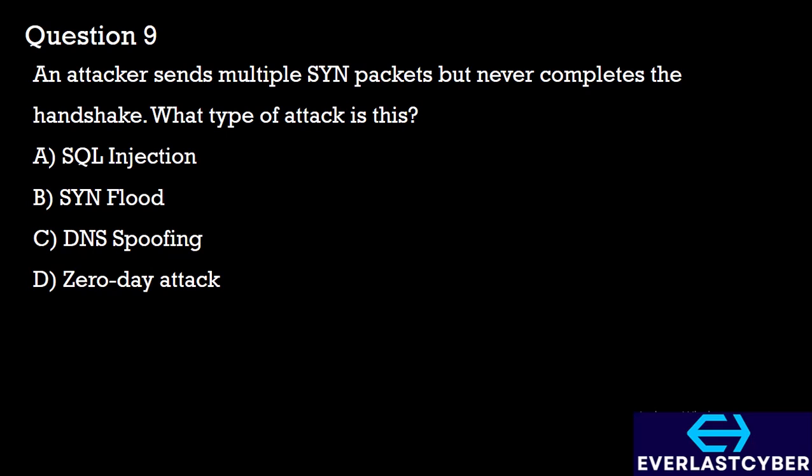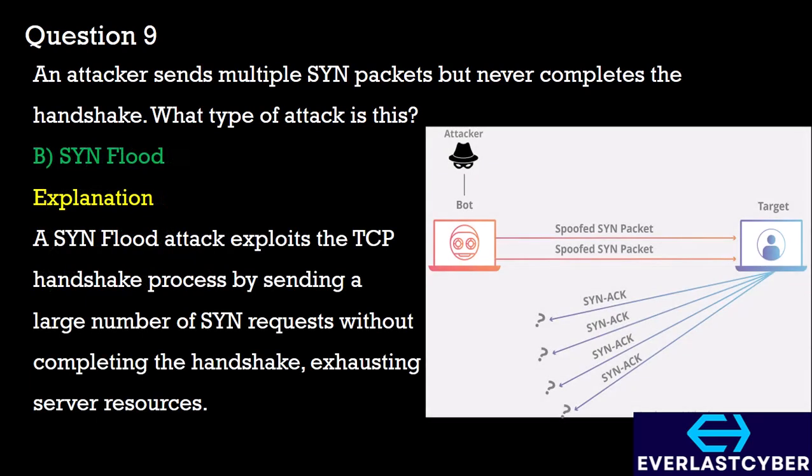DNS spoofing involves altering DNS records in order to redirect traffic to malicious sites, but it doesn't really manipulate the connection requests. A zero-day attack exploits a previously unknown vulnerability in software, but it is not specific to SYN packets or connection attempts. So, the term that best describes the attack in the scenario is a SYN flood attack.